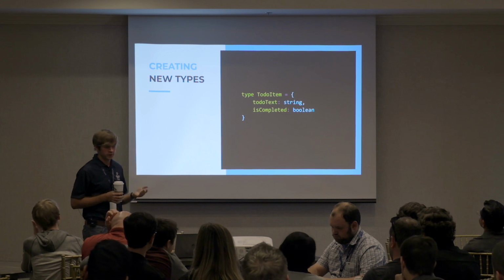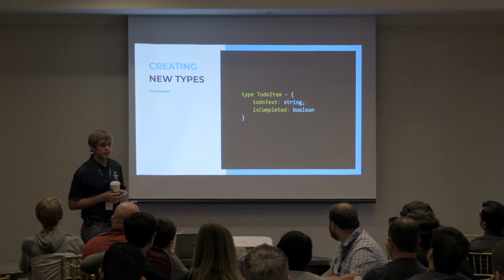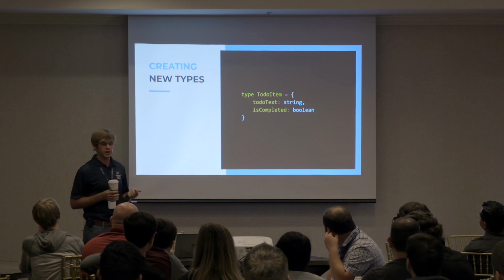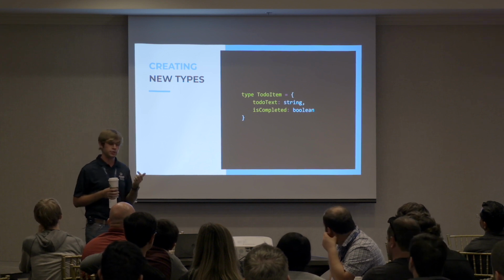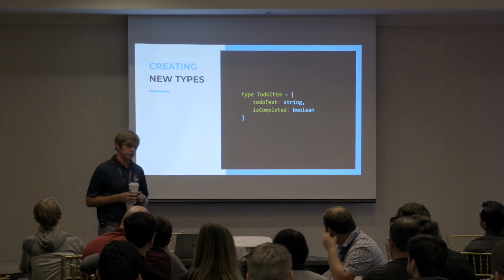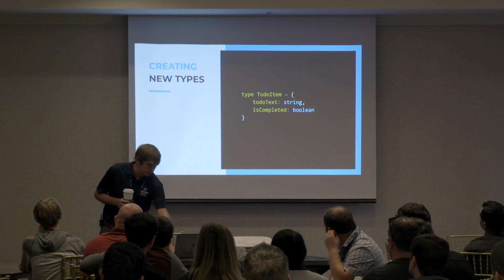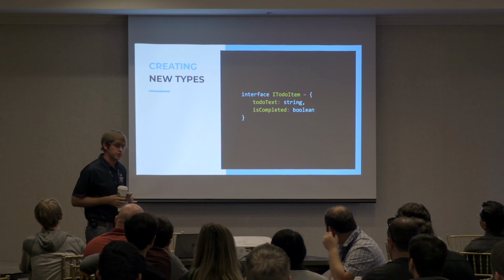I'm declaring a type here, to-do item. I'm using almost JSON-like notation here, declaring that this type has properties on it, to-do list, to-do text, and is completed. And then I'm annotating with primitive values there, but it's a pretty straightforward way of creating a type. We also have interfaces in TypeScript here.